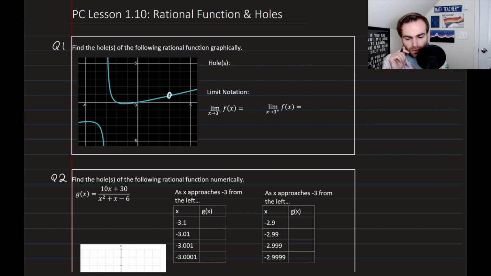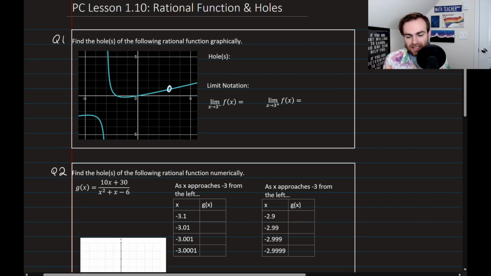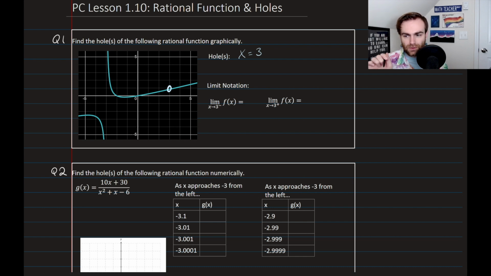So let's find the hole of the following rational function graphically. Graphically, a hole, you'll see, is an open dot on our graph. You can see that here. Our hole is at 1, 2, 3, x equals 3. So in our limit notation, where are the y values getting closer and closer to?